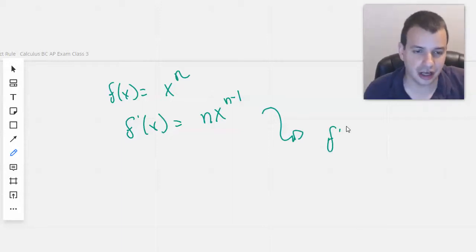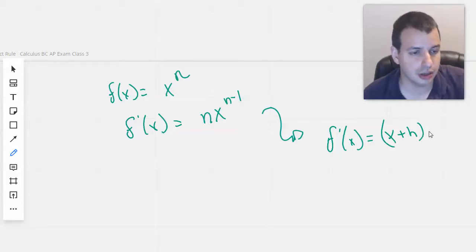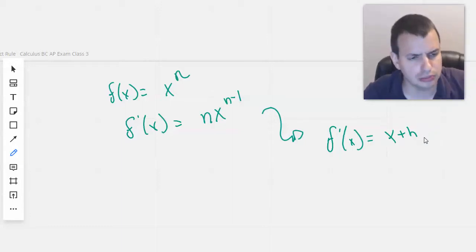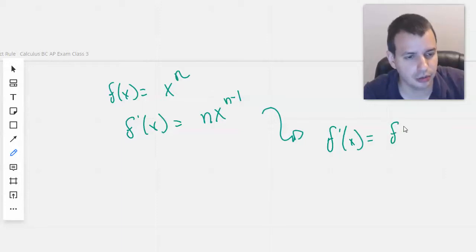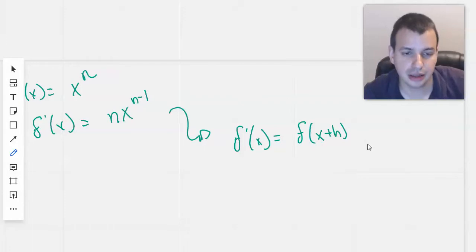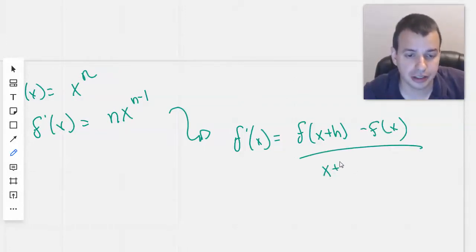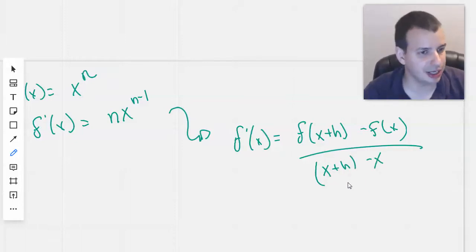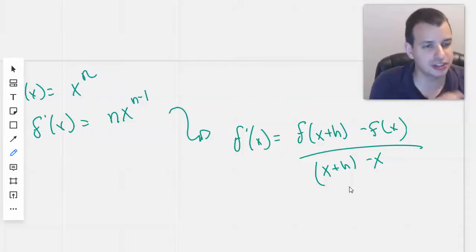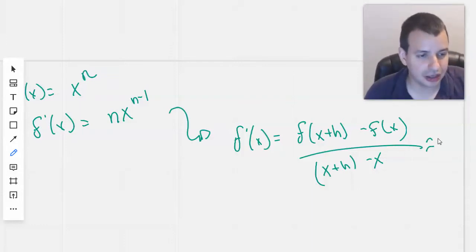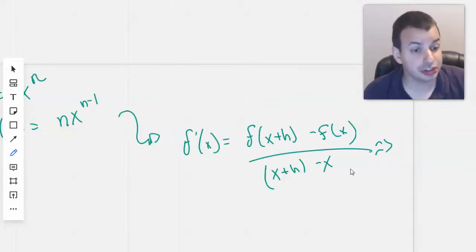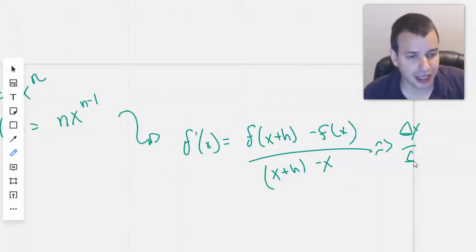And the definition of the derivative is f of x plus h, minus f of x, all over x plus h minus x. And a lot of people just write this as h on the bottom without the x's, which is fine. And this, in reality, is just the slope, delta y over delta x.